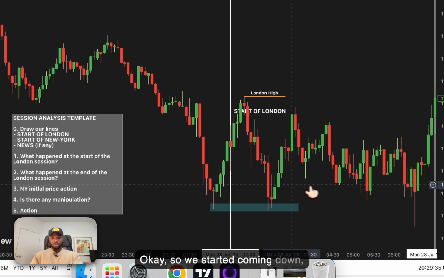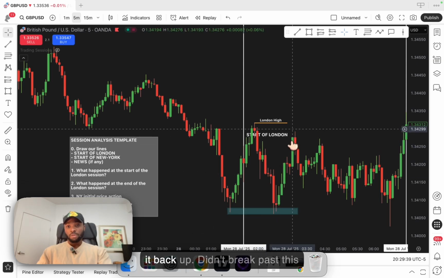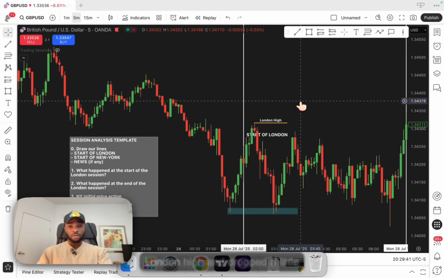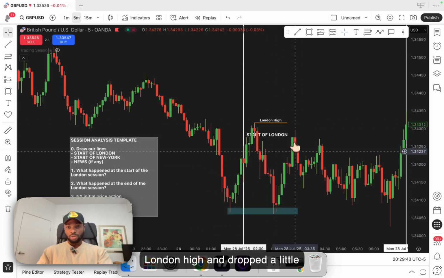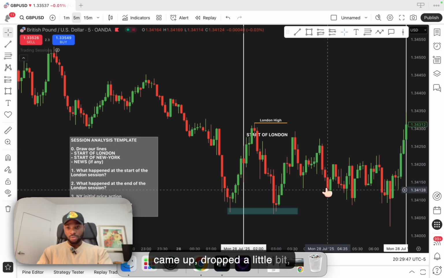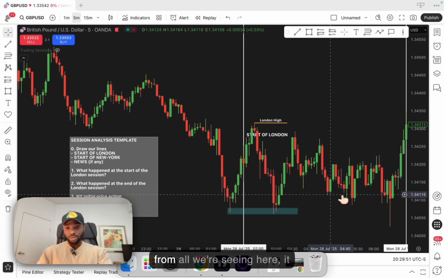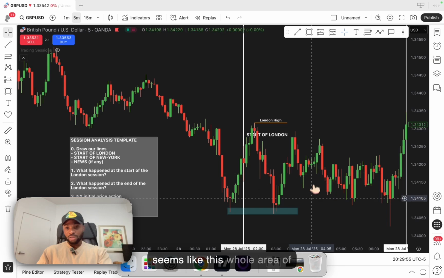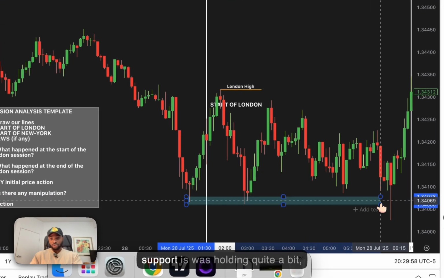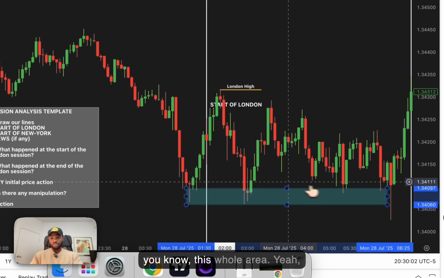Okay, so we started coming down, found support here. Support pushed it back up. Didn't break past this London high, and dropped a little bit. Came up, dropped a little bit, came up, dropped a little bit. So from all we're seeing here, it seems like this whole area of support is holding quite a bit.